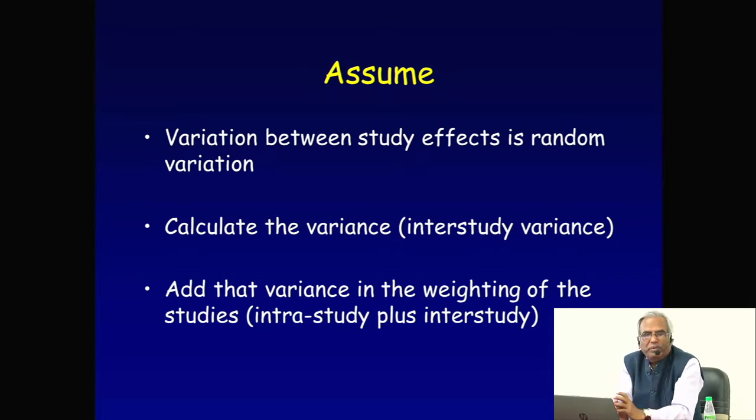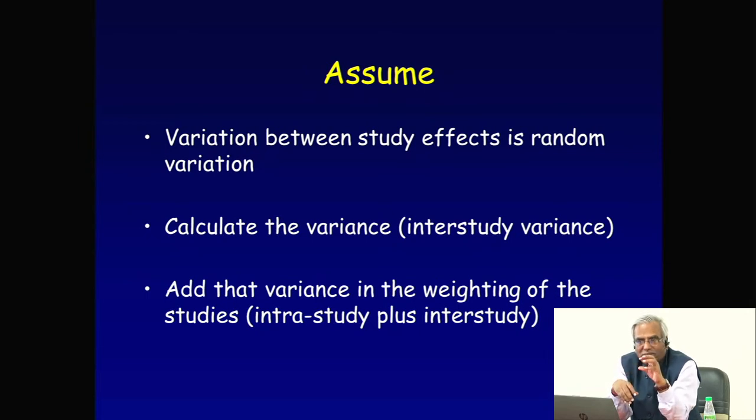I said that weight is given inverse of the variance. So, where are you increasing the weight? In random effects or fixed effects? Random. Because you are increasing the denominator and weight is inverse of the variance, right? So, there will be more weight.